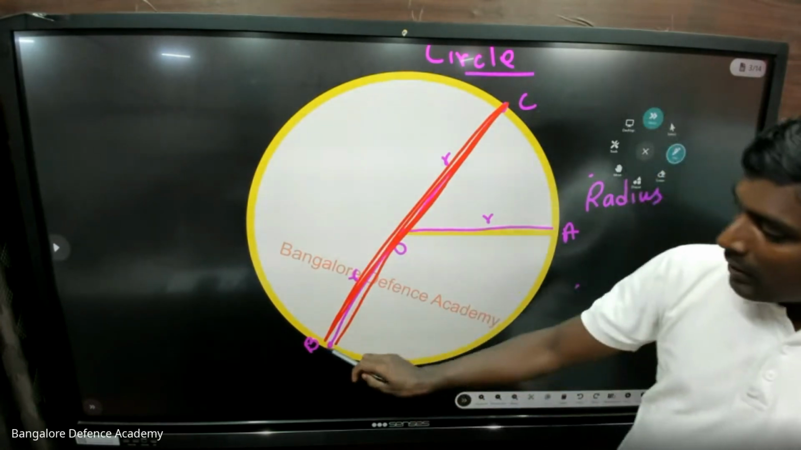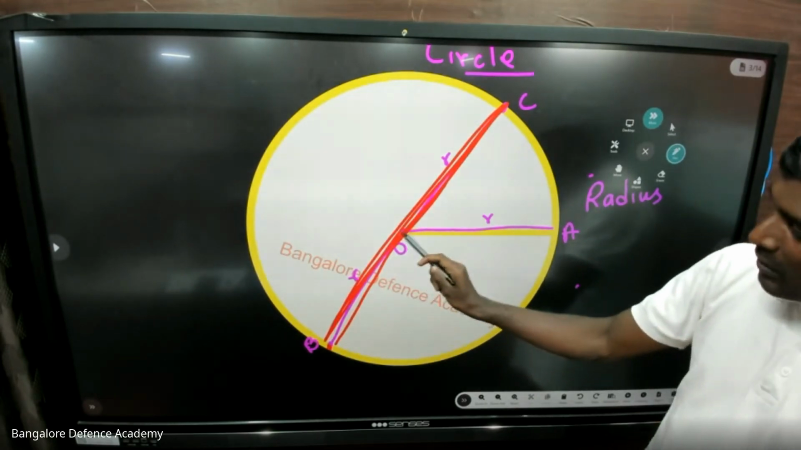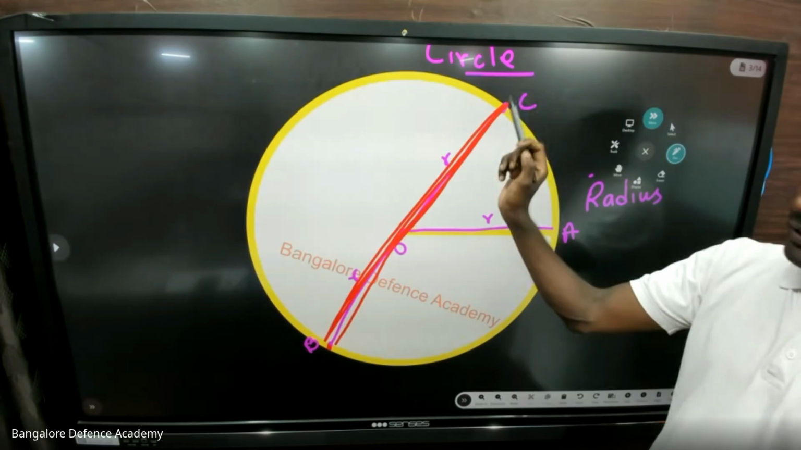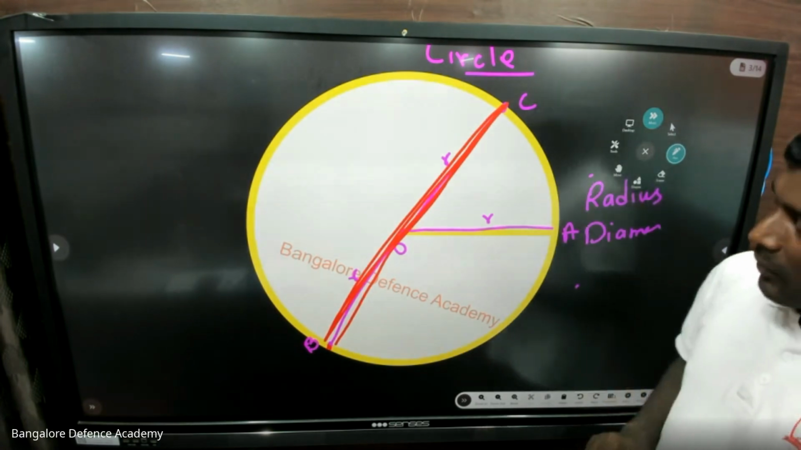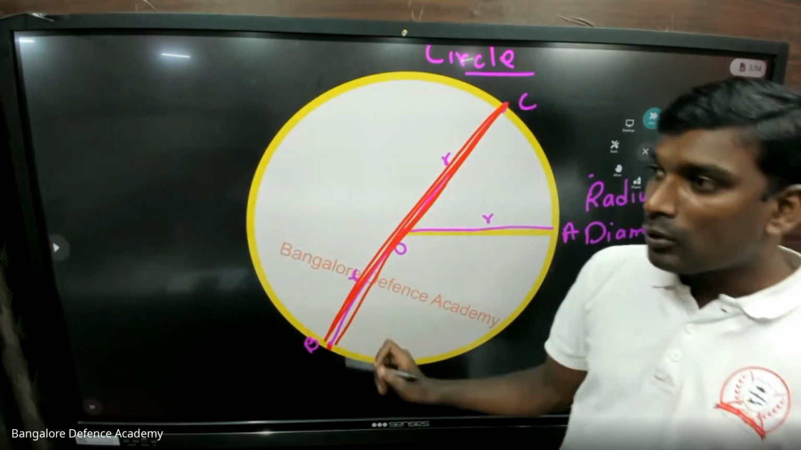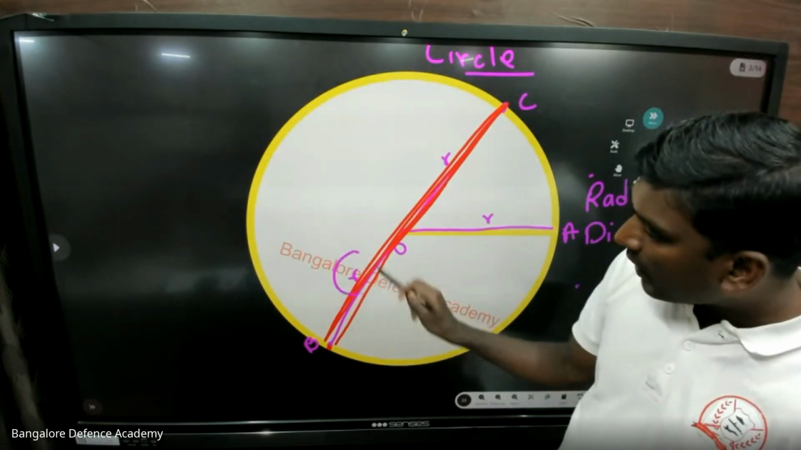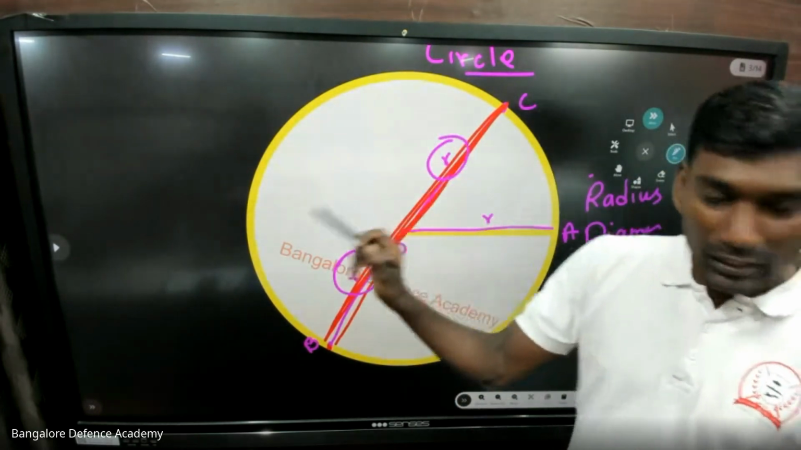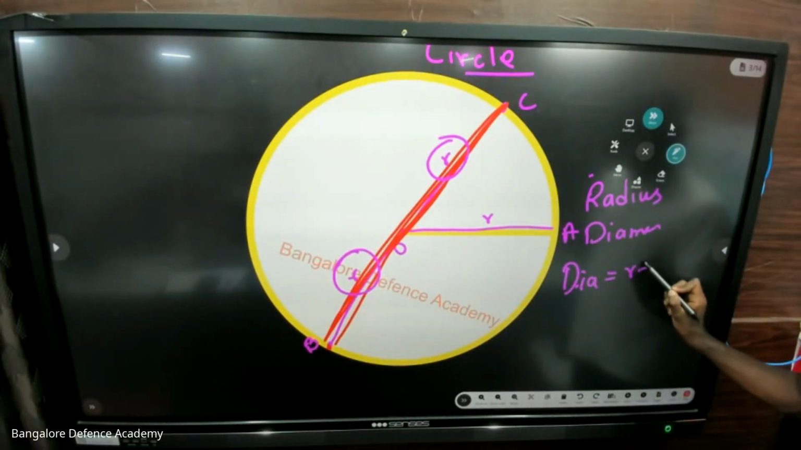A line joining one point of the circle, passing through the center, and touching the other point of the circle is called the diameter. This BC is the diameter. Inside this BC diameter, how many radii are hidden? Two radii. Here you have one R and here another R. So I write: diameter is equal to R plus R.